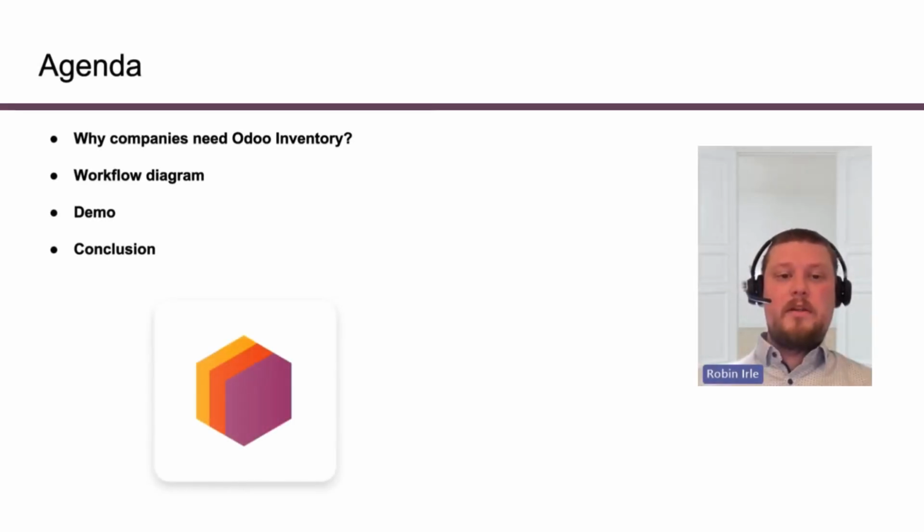The main facts we're going to look at are why you need Odoo Inventory to help your company be more efficient. Then I'm going to give you a brief overview of the workflow we're going to have a look at in the system. And then we're going to actually jump into a demo system of version 18 Odoo. And then we're going to conclude with what advantages you're going to have with Odoo.